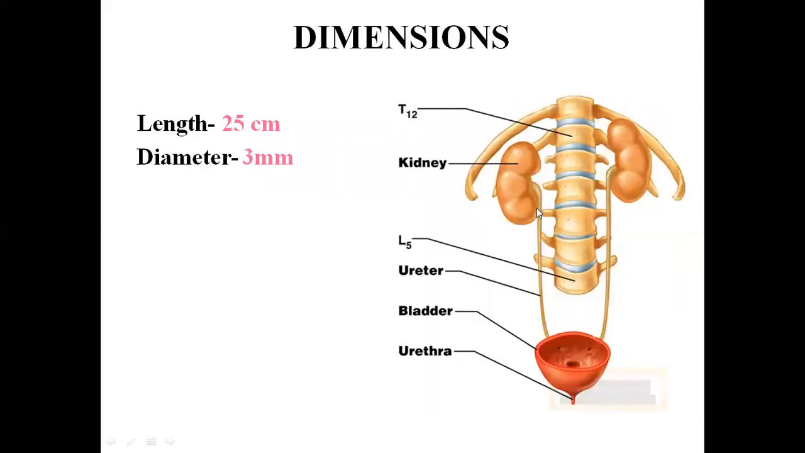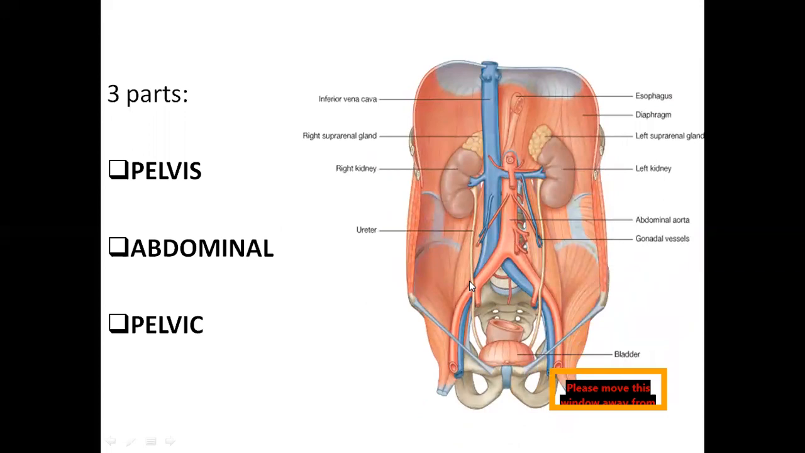Now, let us see the dimensions of these ureters. Ureters convey urine from the kidney to the urinary bladder. Length is 25 centimeters and diameter is 3 millimeters. Now, the parts: the part of the ureter which starts at the hilum of the kidney, the entry-exit point, is called the pelvic part of the ureter. The one which runs over the psoas major muscle is the abdominal part of the ureter.